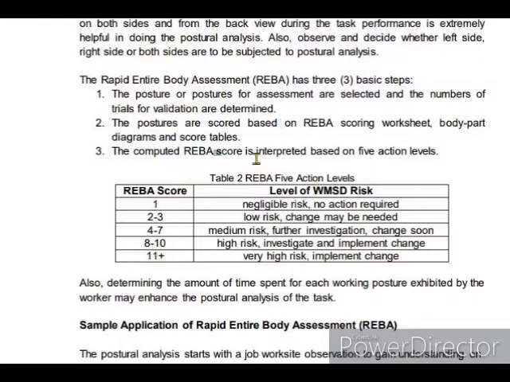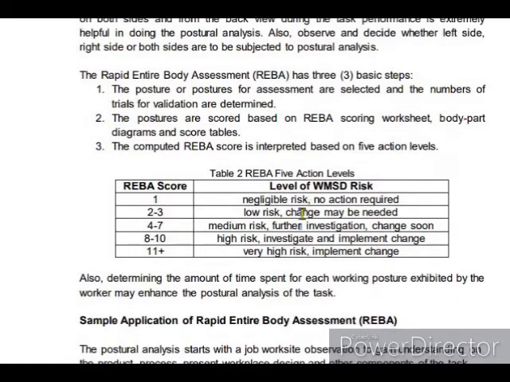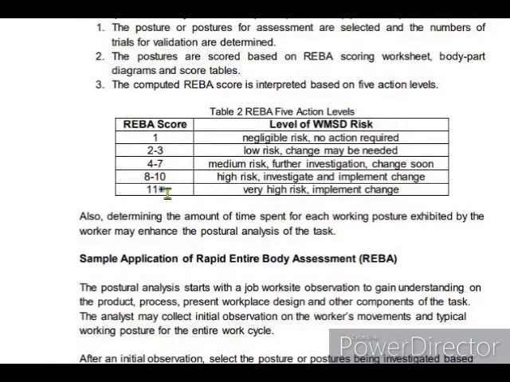Next, the computed REBA score is interpreted based on the 5 action levels. Ito guys, pansin nyo, meron ng 11 plus. So, 1, negligible, no action. 2 and 3, low risk, change maybe. 4 to 7, medium risk, further investigation, change soon. And 8 to 10 yung high risk dito guys, investigate and implement change. Pag 11 plus na, very. May very siya guys, hindi lang high, very high, implement change.